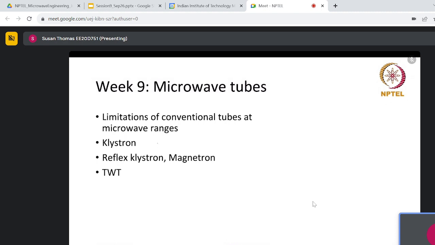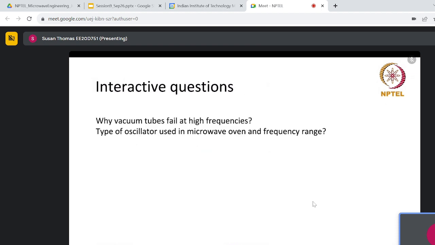So as you know, this is an amplifier. Again, this is an oscillator, and again this is an amplifier. So basically we have looked at different microwave tubes which can be used as an amplifier or an oscillator. So first of all, let's start with the very first question. Why do conventional vacuum tubes fail at high frequencies?